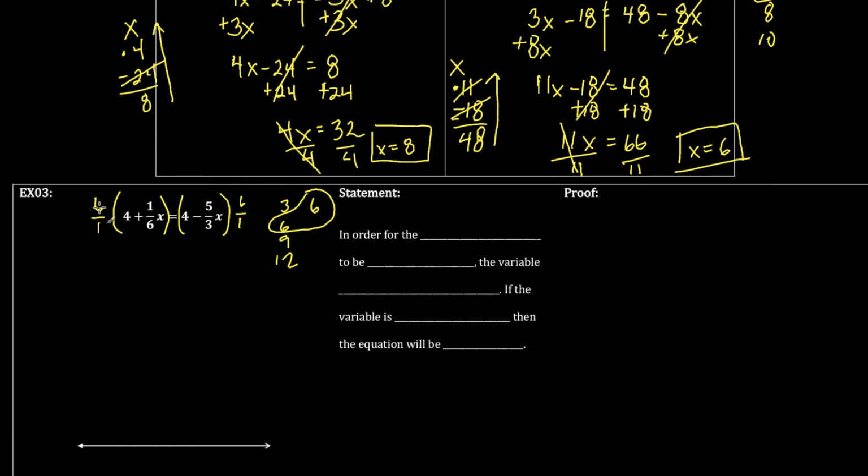Okay, so this is just 6 times 4, which is 24. A positive times positive is a positive. 6 times 1 is 6. 1 times 6 is 6. 6 over 6 is 1. And this is just 6 times 4, which is 24. Again, positive times a negative is a negative. So 6 times 5 is 30. 1 times 3 is 3. 30 divided by 3 is 10.